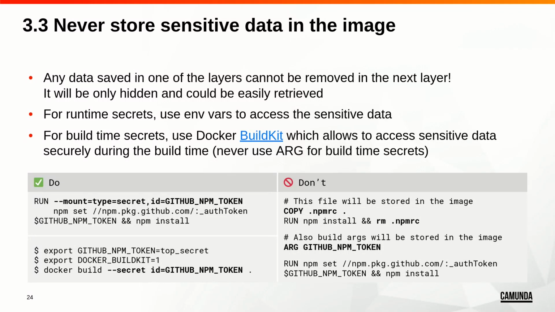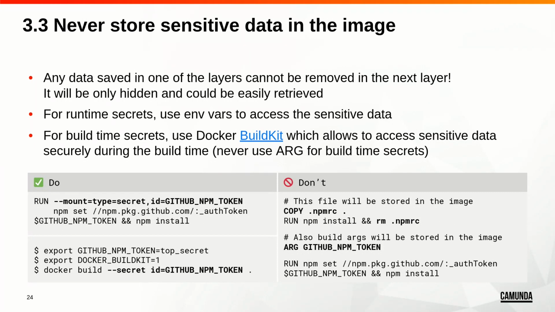So for runtime, when the container is running, use envs to access the sensitive data. That has been used for a while and it's working fine. For the build time, when you're building the actual image, you maybe need to access some protected external resources like the npm registry or so. For that, first of all, never use the ARG instruction to pass secrets during the build time. The secret will be saved in the image as a layer, so it could be retrieved again.